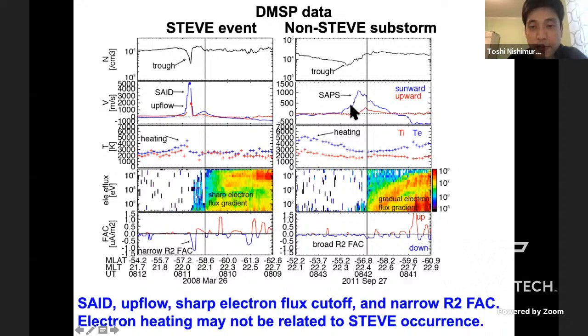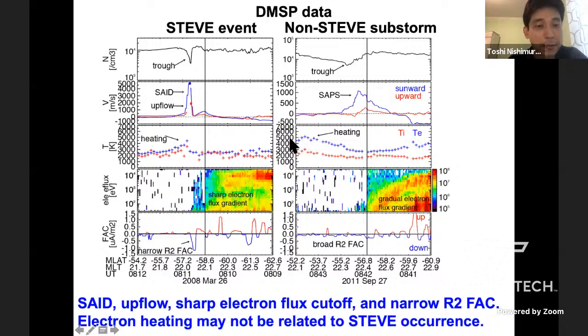Let me jump to the flow data. So there is a SAPS flow going on, but notice the scale. This is 1 kilometer per second. So that's just this background broad component we saw for the STEVE event as well. So there is no substantial flow peak, and vertical transport is also pretty small. The trough is a lot shallower. Coming back to this middle panel, in the topside F region, we also see the electron heating even without STEVE.